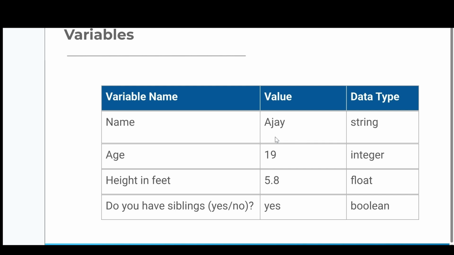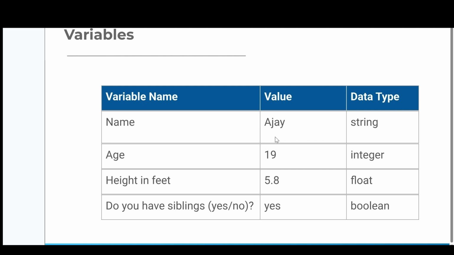In the first column, we can see name, age, height in feet, do you have siblings, yes or no. These are the variable names. These are fixed. Okay. The values can be changed. See this, the value is Ajay. We can give Venu or Ajay or Mahesh or Shiva, anything. It always should be in string format because name is of string data type. Ajay is a string data type.